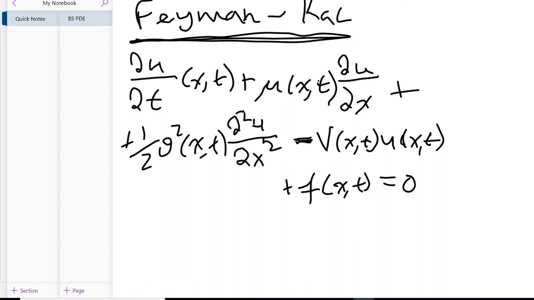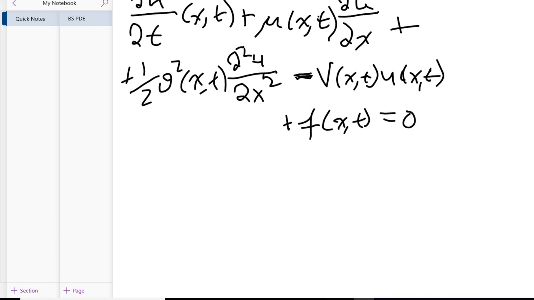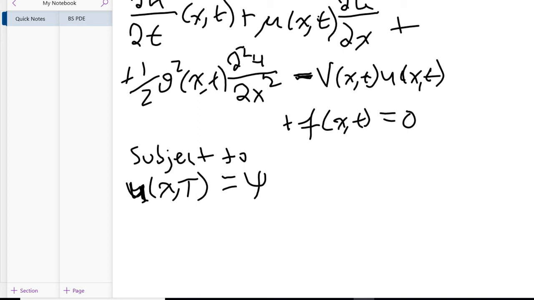And importantly, this is subject to a boundary condition at big T, that's u(x,T) is equal to some function psi of x.